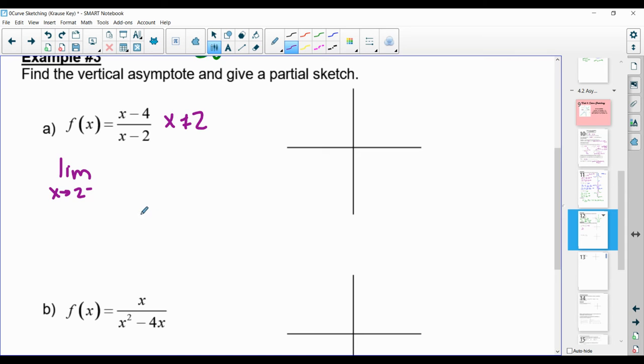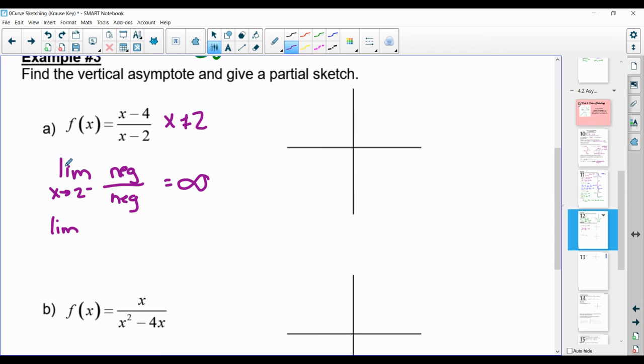But as I approach 2 from the left-hand side, on the top there, I'm going to have 2 minus 4, which is negative 2, or basically we're going to have a negative number on top. No matter what number I plug in from the left of 2, that negative number minus 4 is still going to be a negative number. And on the bottom, any negative number minus 2 is still going to be negative. So the limit of a negative over a negative, we're going to end up with a positive. And so our limit is going to be infinity.